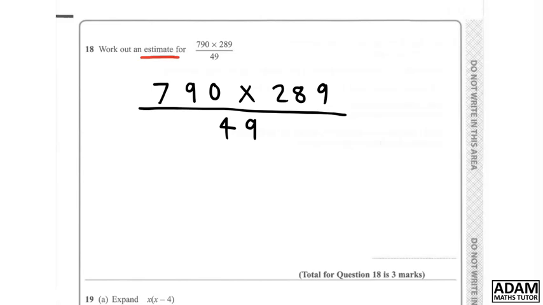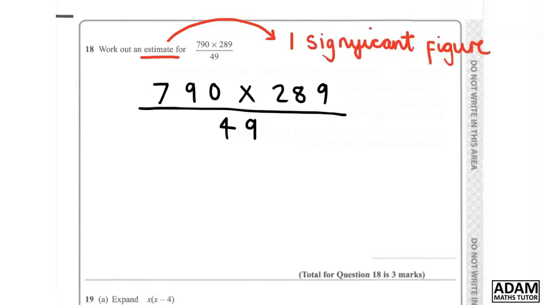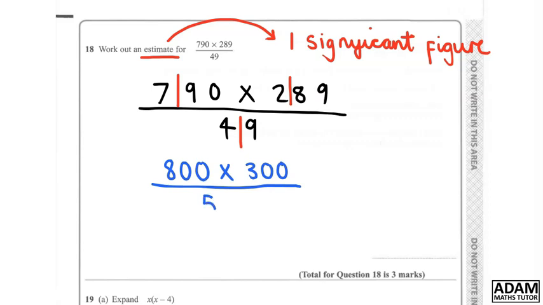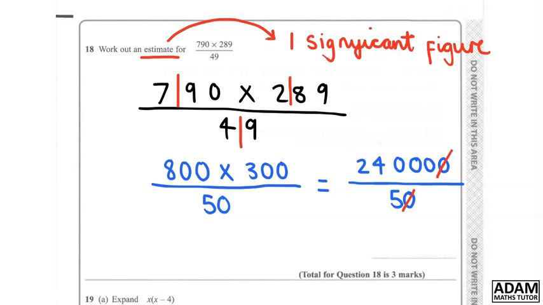Whenever you see the word estimate, the expectation is that you should be rounding all of your numbers to one significant figure. So that means putting your rounding line after the first important digit here, here, and here. So rounding all of these numbers, this would be 800 times 300 over 50. 8 times 3 is 24, followed by 4 zeros, divided by 50. Make the calculation easier to do by knocking off a 0 from the top and bottom, and finish off by doing 24,000 divided by 5.